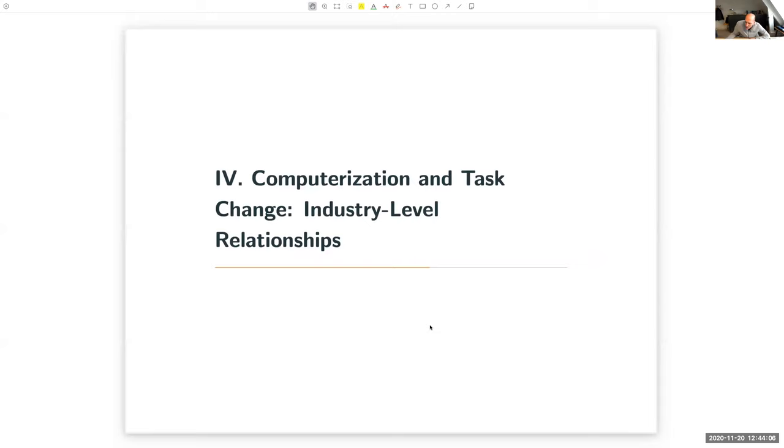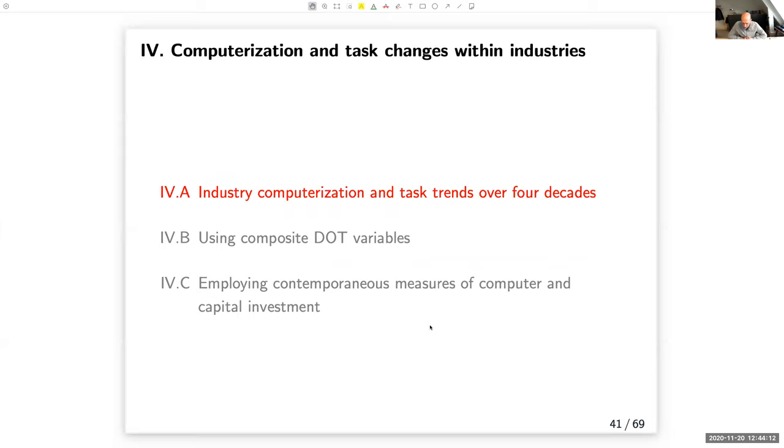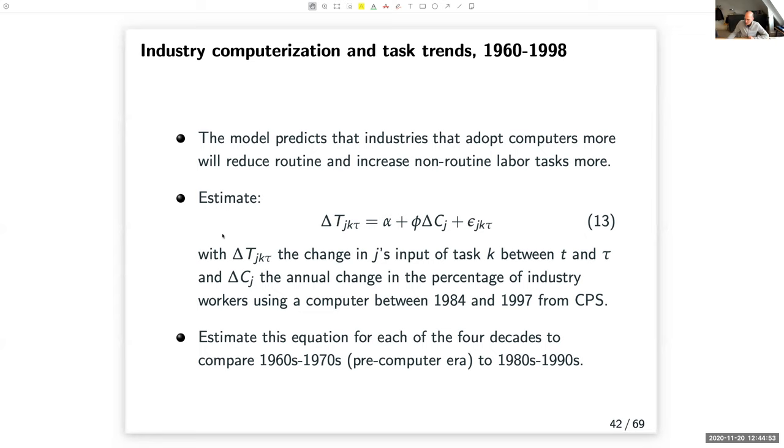So computerization and task change industry level relationships, subsection 4A, really is the main section in the paper, or your main empirical analysis in the paper. So industry computerization and task trends over four decades. Here we're going to be looking at changes in computerization over time in a sector, and trying to use that to predict changes in task contents over time within a sector. And then sections 4B and C are just robustness tests that I will come back to in a second. Okay, so industry computerization and task trends in the long run. The model predicts that industries that adopt computers more will reduce routine and increase non-routine labor tasks more.